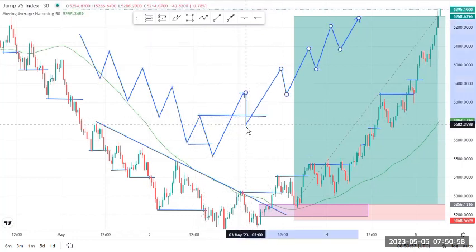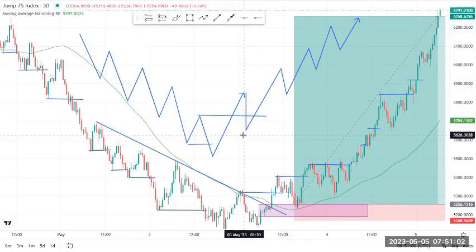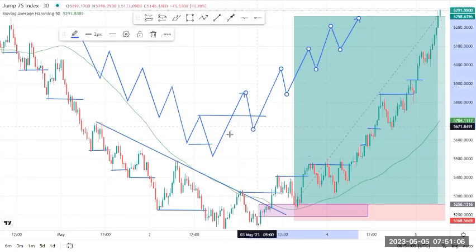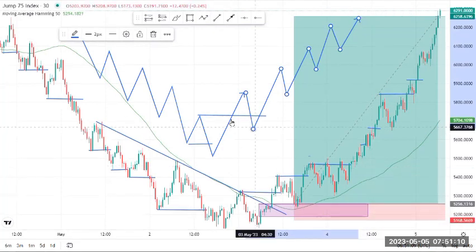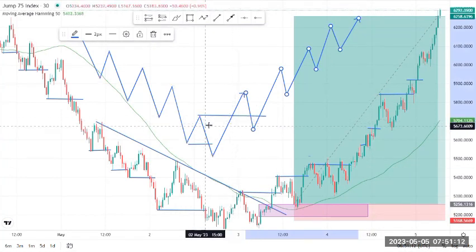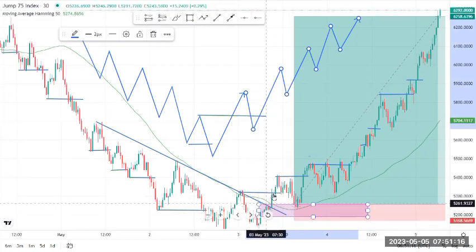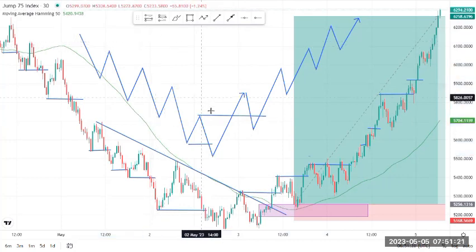And then price came down, as you can see here, and continued going up from there. So that is what I want to teach you. How do you catch this trend? How do you catch this reversal? Because that's exactly what happens here. Now I'm going to show you. Let's go to the chart. Let me show you how you catch it.